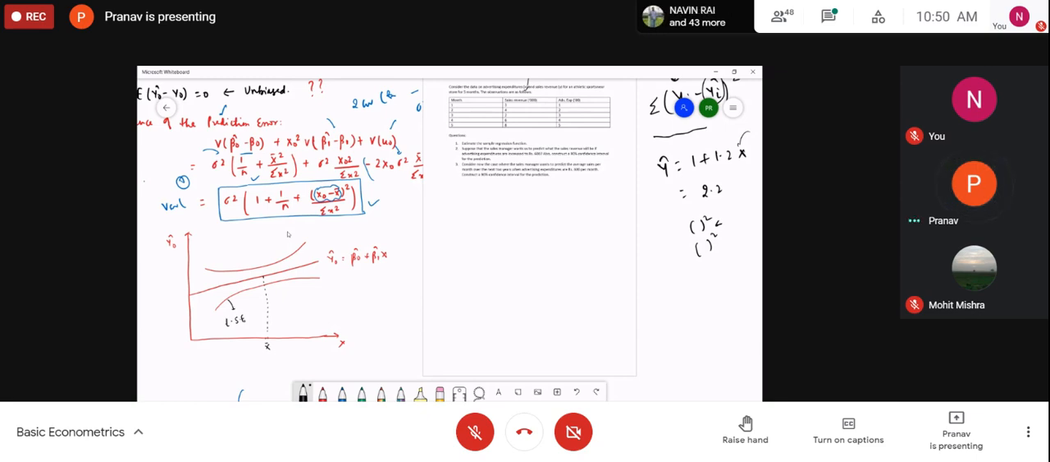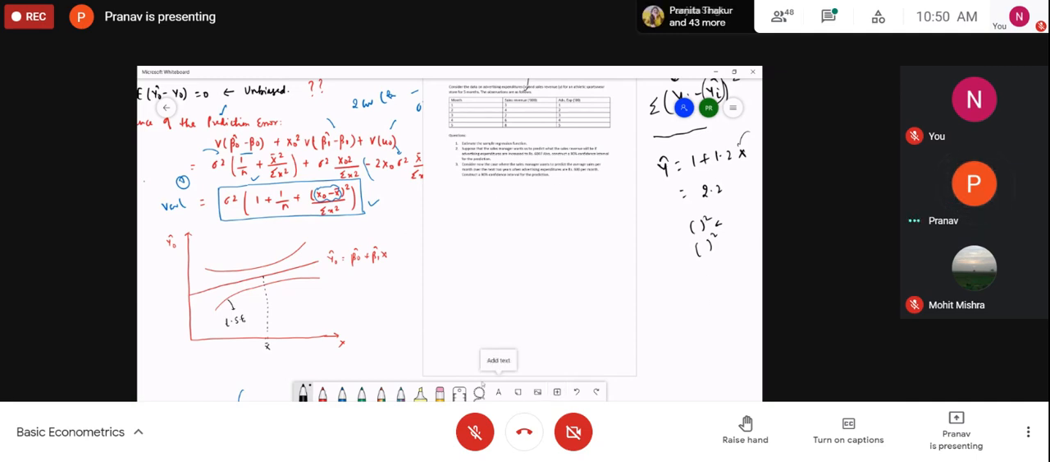ठीक है? Yes sir. Okay, all right. So moving ahead, I leave this third part of the question to you. If you have understood this second part, you'll be easily solving the third part as well.